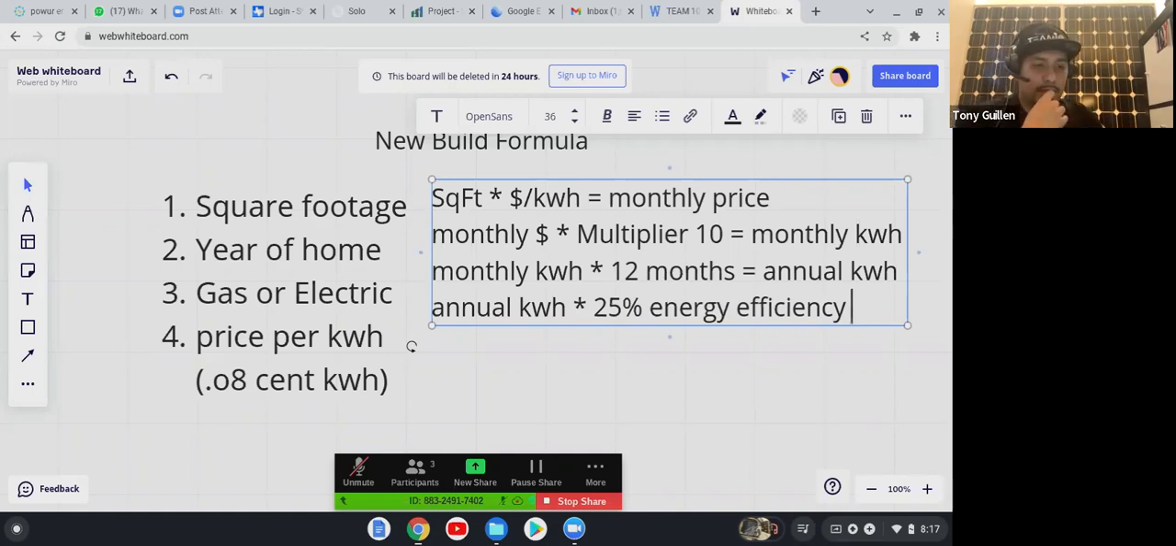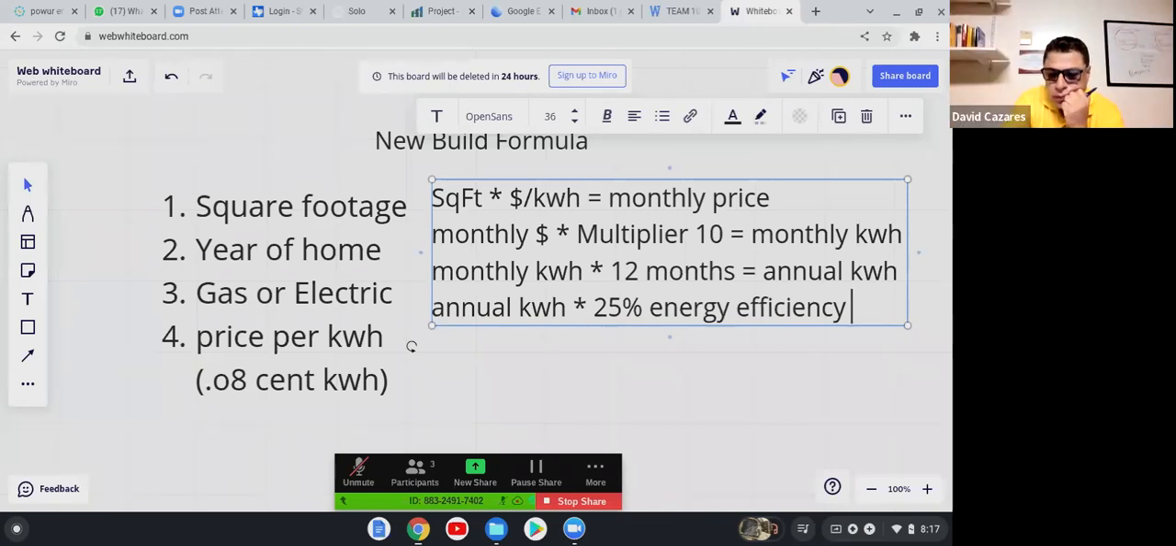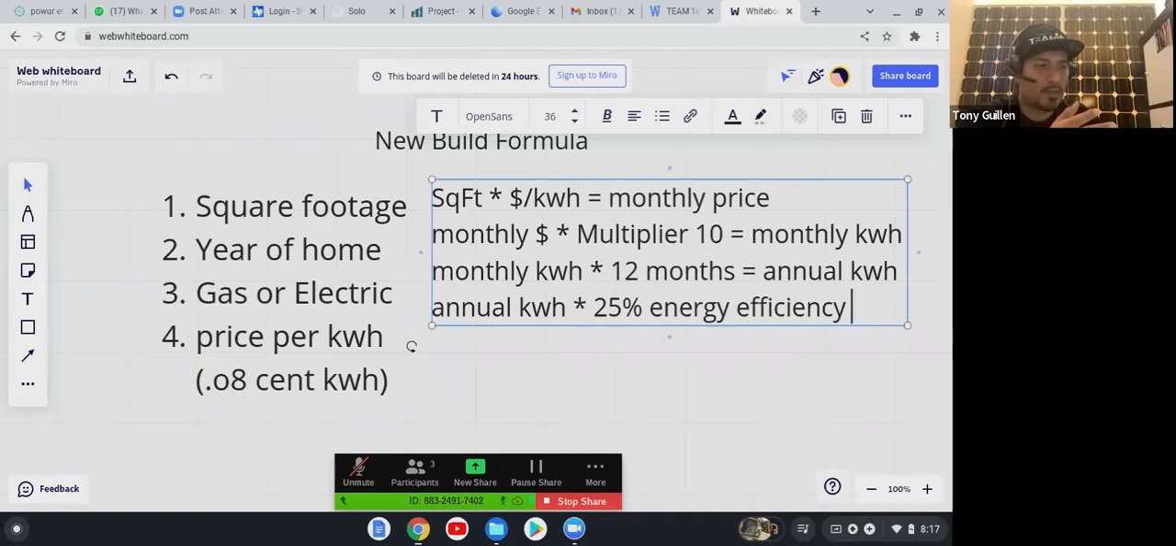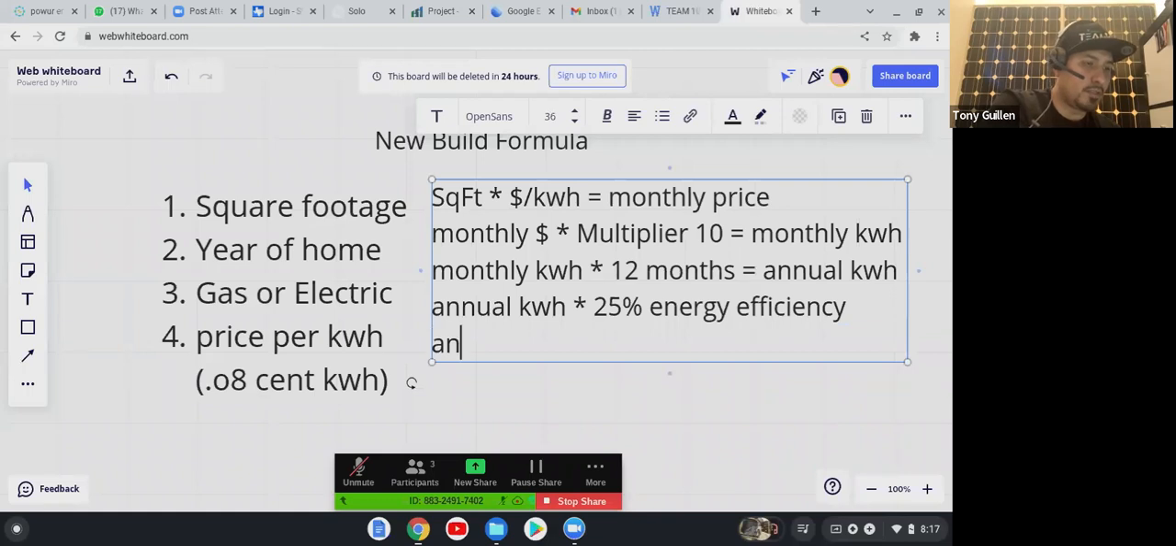what this means is we know if it's a brand new build, that means they've got great insulation, they've got a great roof, they've probably got a smart thermostat. It's going to be an energy efficient home. Windows, everything's brand new, right? So we're going to multiply the annual usage by 25%. So now we're going to go annual kWh minus that 25%.